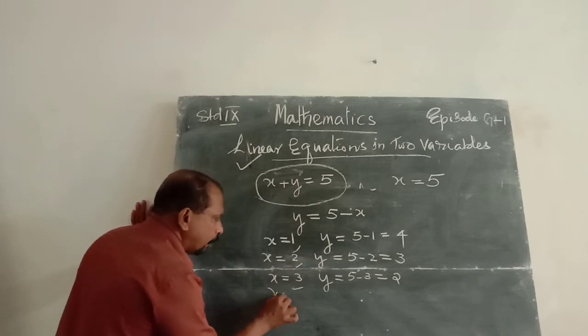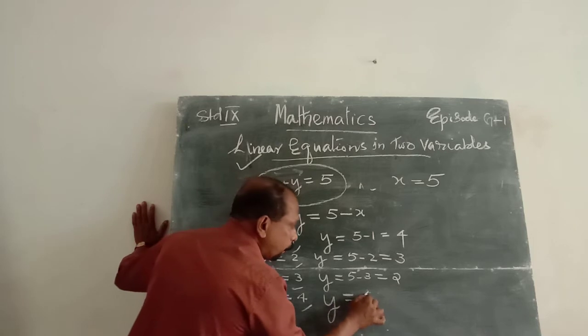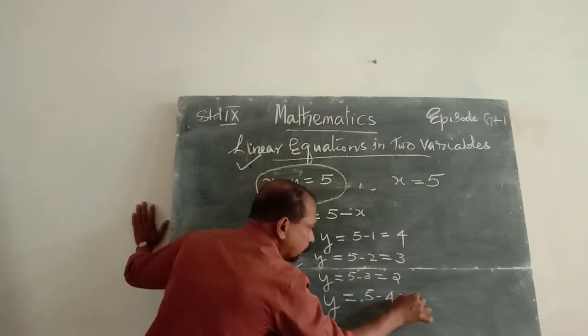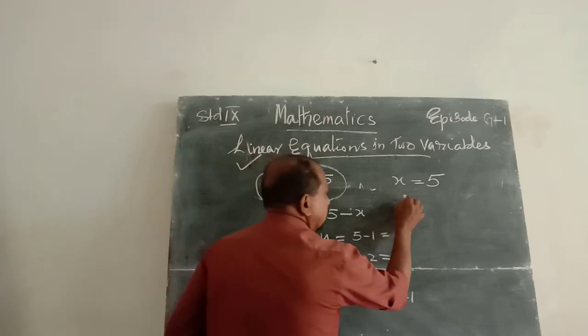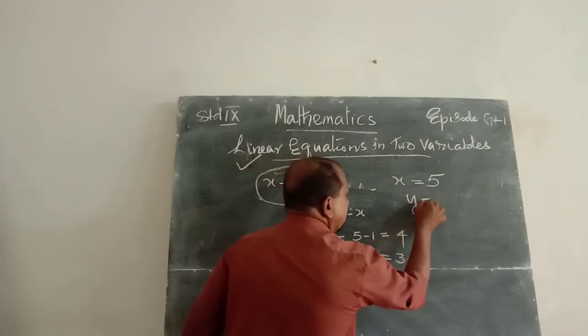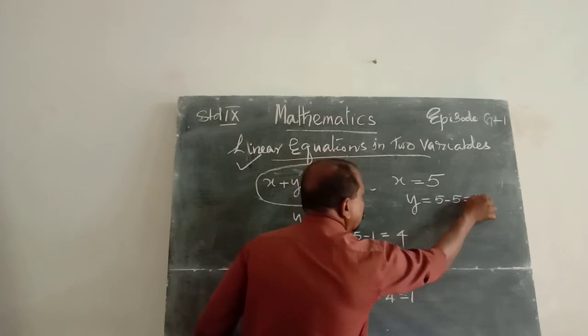Then x is equal to 4, let us assume. What is y? 5 minus 4 is equal to 1. Similarly, take another value. x is equal to 5. y is equal to 5 minus 5, which is equal to 0.